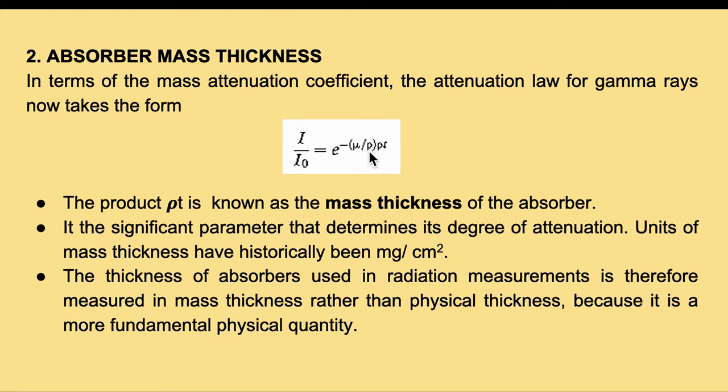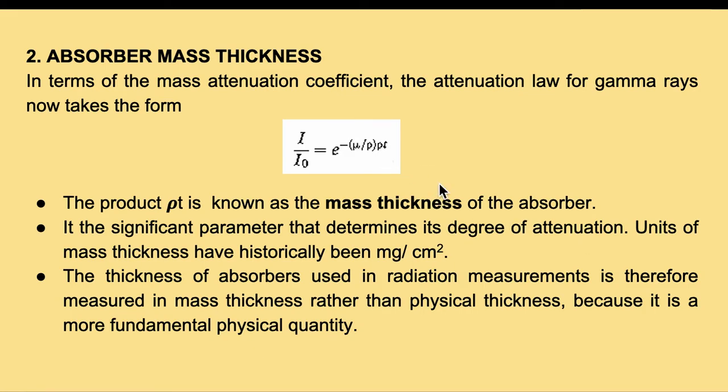And this mu by rho we have already defined. The product rho into T is known as the mass thickness of the absorber. T is the thickness. When you are multiplying it with the mass density, that rho is mass by volume, which you are calling the mass density or simply the density. So that is why this is called the mass thickness, the product with the mass term. It is the significant parameter that determines the degree of attenuation.